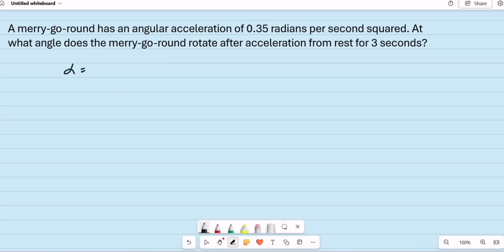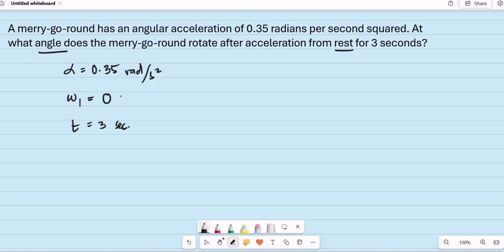So alpha is given. We have 0.35 radians per second squared. According to the problem, the merry-go-round is starting from rest, so our initial angular velocity will be 0. For a given time interval of 3 seconds, we are to solve for the angle of rotation of the merry-go-round starting from rest.